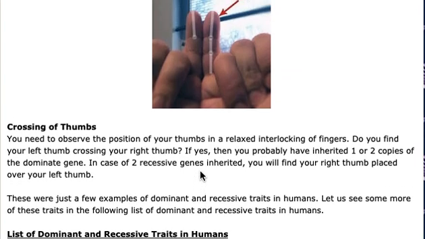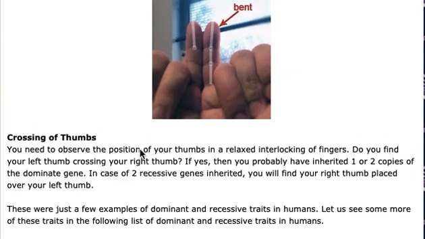Here's another one, crossing of the thumbs. You need to observe the position of your thumbs and relaxed interlocking of fingers. Do you find your left thumb crossing your right thumb? If yes, then you probably have inherited one or two copies of the dominant gene. In case of two recessive genes inherited, you will find your right thumb placed over your left thumb.